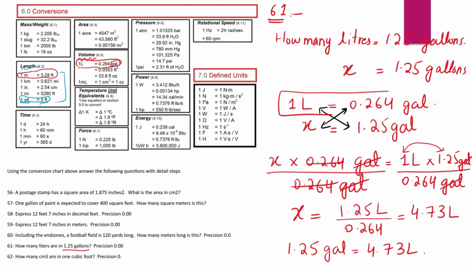It is written here. We have used this unit conversion, 1 liter is equal to 0.264 gallon, which is written in the table in the volume section. Here you can see. By using this conversion we found our answer, 4.73 liters. Clear? Now let's go to question number 62, which is the last question, and then we will end our lesson for today.